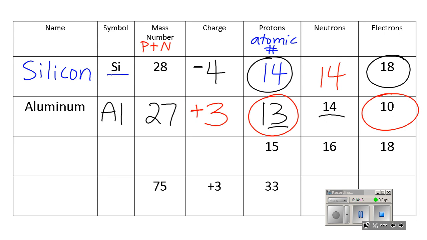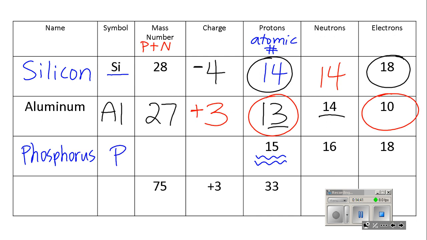Okay, in this next case, all we're given is the number of protons, neutrons, and electrons. So we don't know the name, we don't know the symbol. The thing that we do know that will help us is the atomic number. So we go and find the element that has atomic number 15. And atomic number 15 is phosphorus. All right, and the symbol of that is P. That's all we can pull from the periodic table.